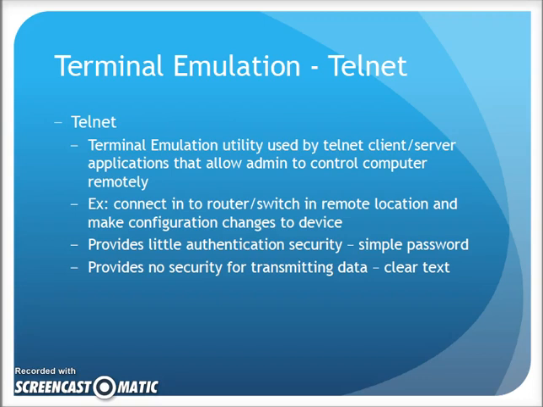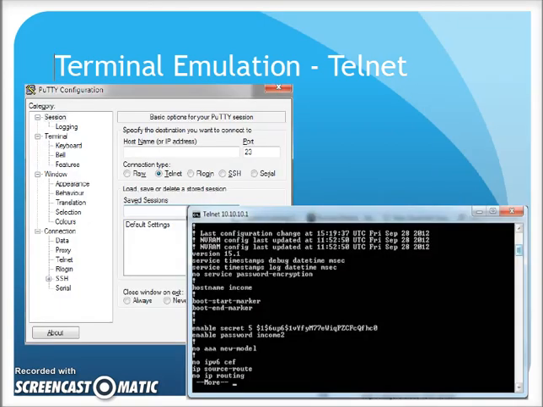Telnet, this is one of the first ways you would remotely connect to a system using command line. This allowed you to connect into a router or switch, make configuration changes, that sort of thing. The only problem with this one is it provides very little security, basically a simple password, and provides no security for transmitting data. This was transmitted in clear text. So you could actually see the person's password that they sent. You could see the commands they're sending, the results they're getting, etc. So not very secure at all.